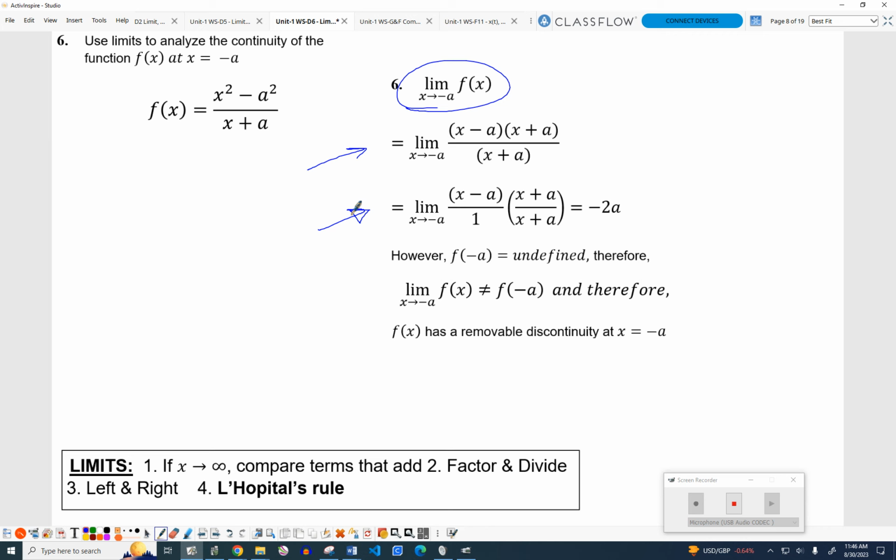You have to have the value of the limit. You don't have to say however. I do that all the time. You have to have this. You've got to have the words that it's a removable discontinuity.